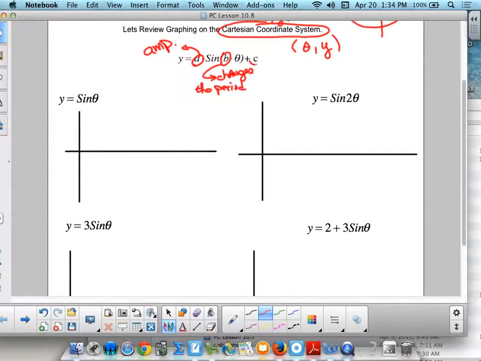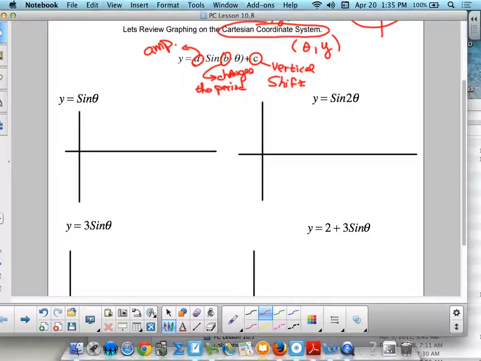What does C do? Is it a horizontal shift? Not a horizontal shift. Moves it up and down? Vertical shift. It's a vertical shift. Okay, this is just a reminder of what happened to you guys back in chapter 4.